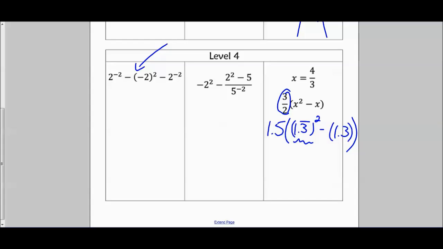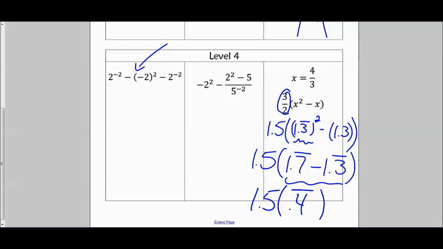That would give us 1.7 repeated. 1.5, still times all of this, is 1.7 repeated minus 1.3 repeated. When you subtract these, you get 0.4 repeated. Make sure you're not just using 0.4. That's really a very different number. 0.4 repeated and just 0.4 are different. So when you're typing that into the calculator, make sure you fill the calculator with as many 4s as you possibly can. Type in 0.444444 times 1.5, and that should give you the decimal 0.6 repeated.